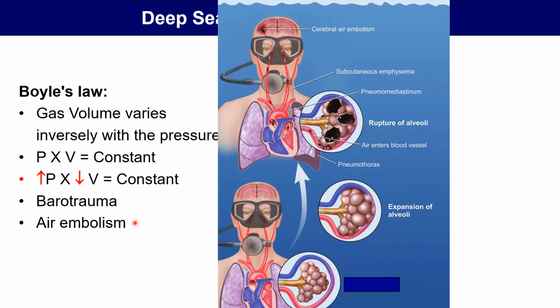And this cartoon will illustrate that. If, for example, at 165 feet, this is the gas volume, and the diver is going to suddenly ascend, the pressure is going to decrease tremendously, and the gas volume is going to increase and may cause rupture of the alveoli. Thus, you have barotrauma. This air that's going to escape from the alveoli may go to the blood vessels and produce air embolism.